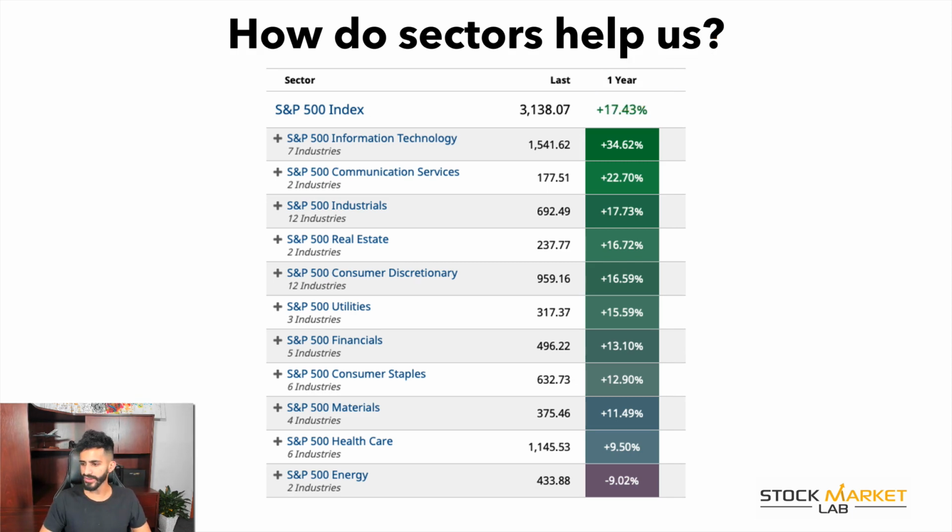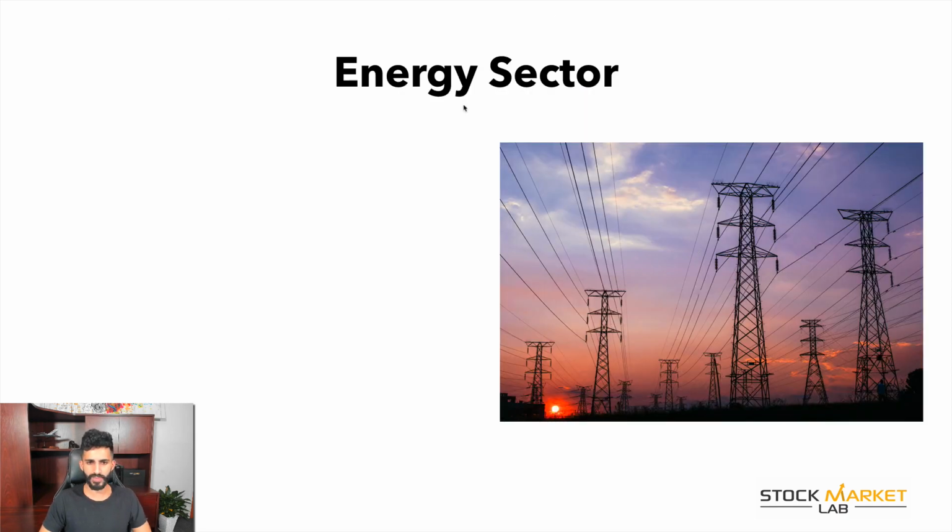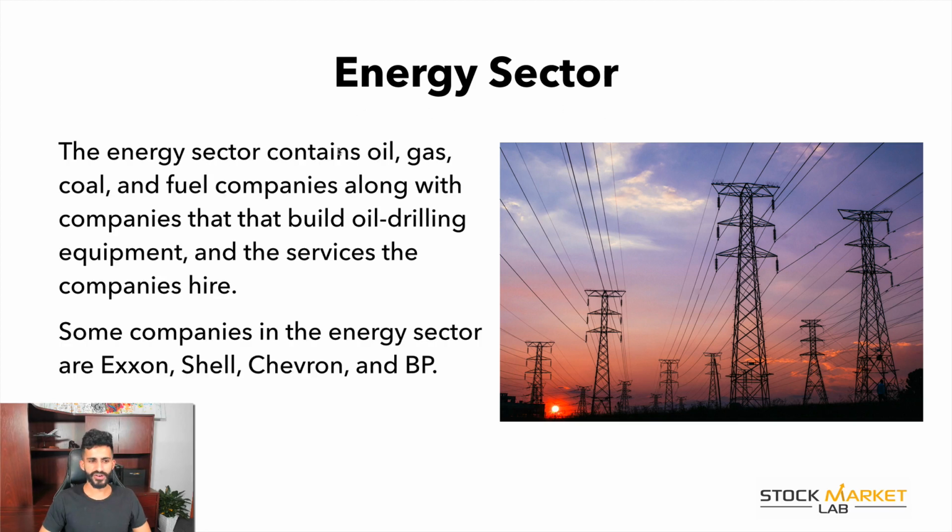Now let's break down some of the sectors and go in depth with each and every one of them. So first and foremost, we have the energy sector. Now, what is the energy sector? The energy sector contains oil, gas, coal, and fuel companies, along with companies that build oil drilling equipment and services. Some companies in the energy sector are Exxon, Shell, Chevron, and BP, right?